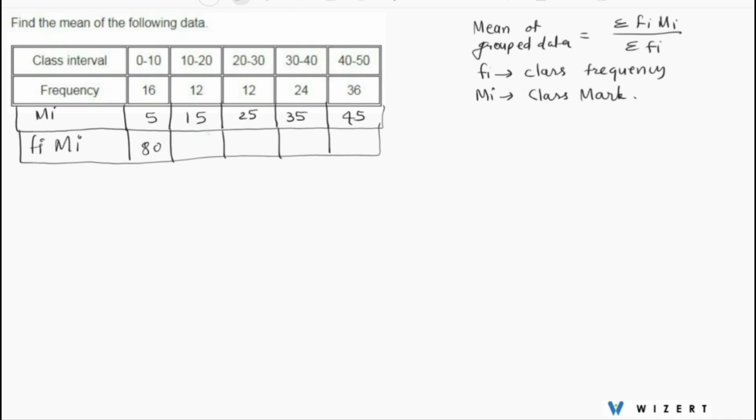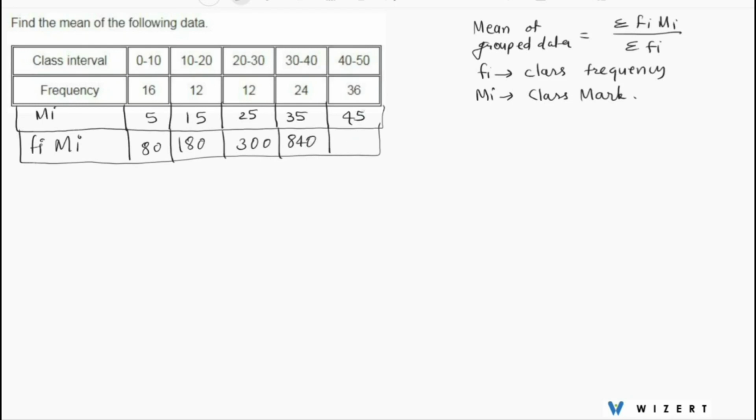So 12 5s are 60, 12 ones are 12 plus 6 is 18. So 180. 25 multiplied by 12 is 25 2s are 50, 25 ones are 25 plus 5 is 30. So 300. 35 multiplied by 24 is, let's see, 35 multiplied by 2 is 70, 70 multiplied by 12 is 840.